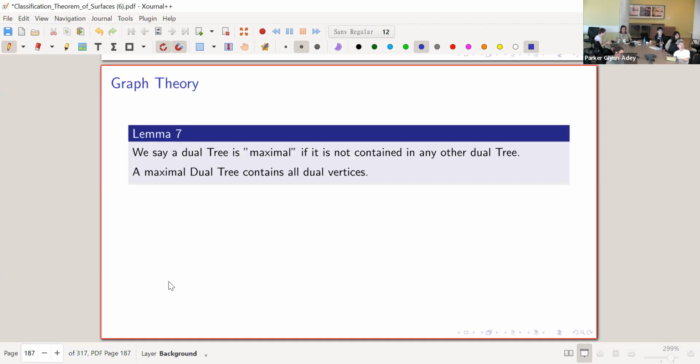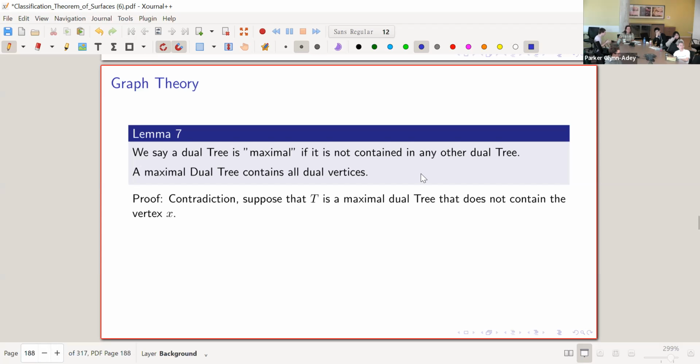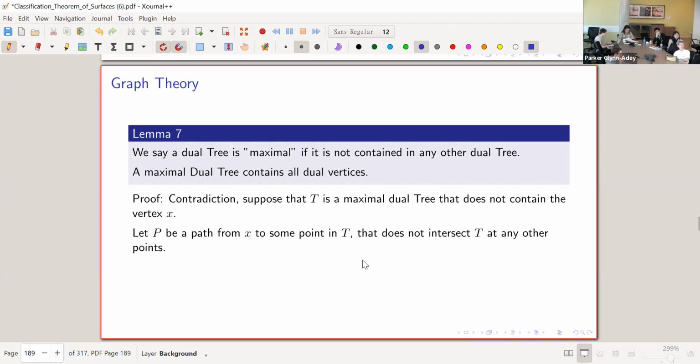And then finally, I want to prove this lemma. So we say a dual tree is maximal if it is not contained in any other dual tree. What we're going to prove is that a maximal dual tree contains all its dual vertices. So we're going to proceed by contradiction. Suppose that T is a maximal dual tree that does not contain the dual vertex x. So we're going to let P be a path from x to some point in T. And we can always move this path so that it doesn't intersect T at any other points.